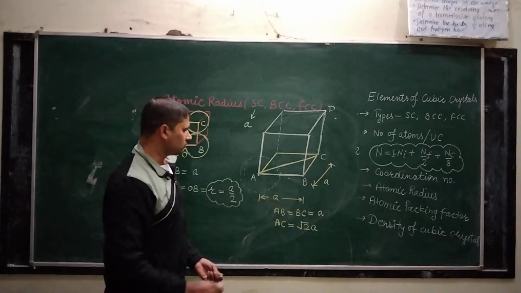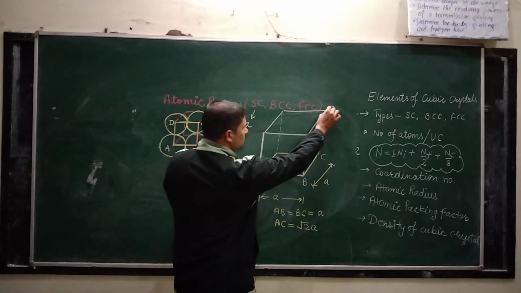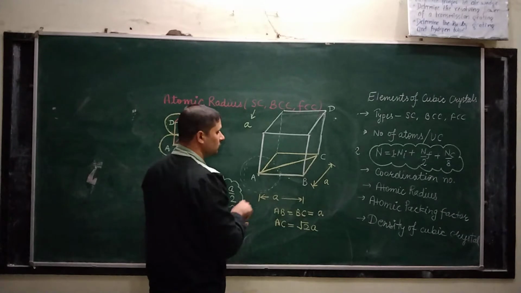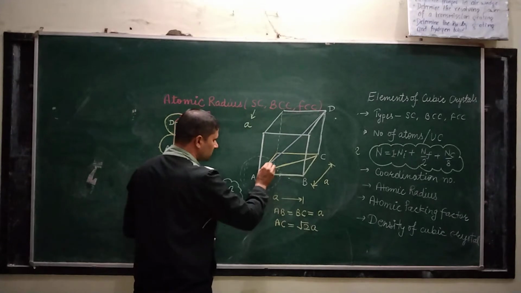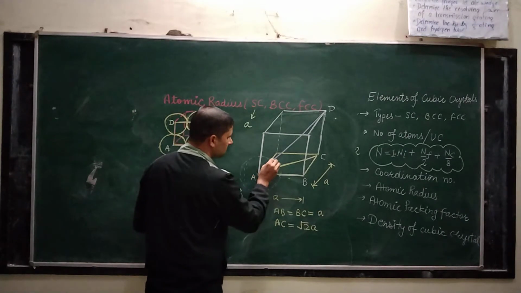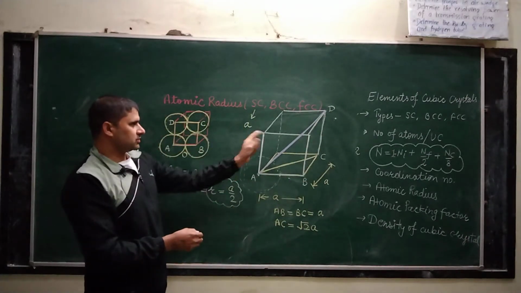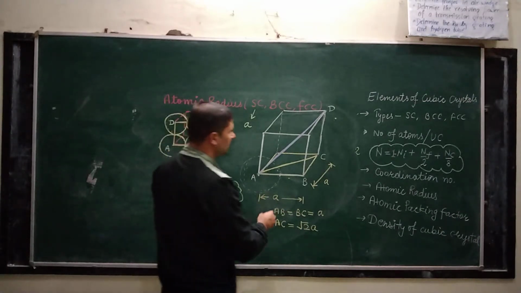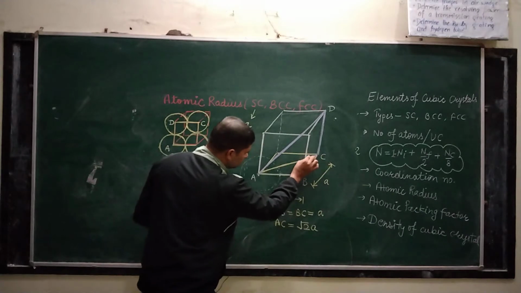Okay class, now I will join this point A to this point D. Then this side will give me the body diagonal. So this is the body diagonal. Now we are to find the length of this body diagonal. Okay class, and we will calculate it from this triangle, this side, and then this face diagonal.